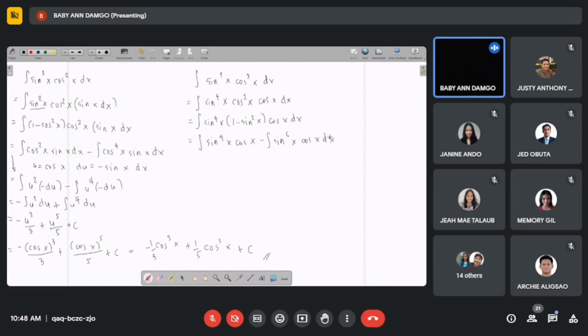So here, we can use substitution. We let u be equal to sine x, so our du here is cosine x dx. So this is equal to the integration of sine to the fourth x, so this is u to the fourth. Oops, I forgot the dx here.